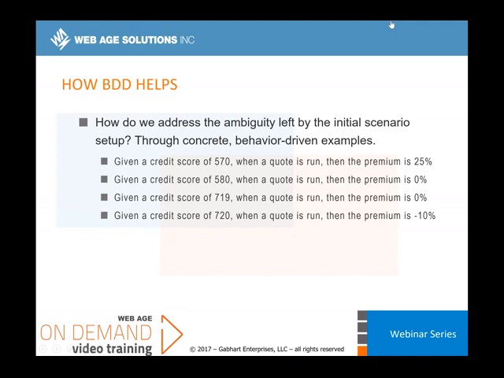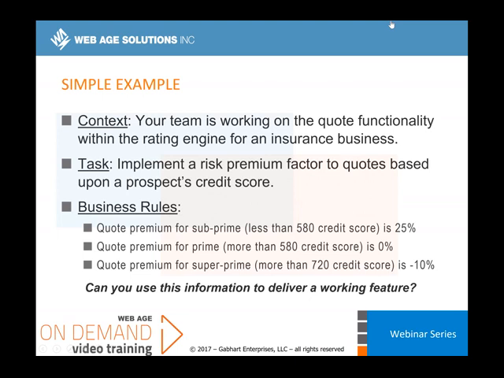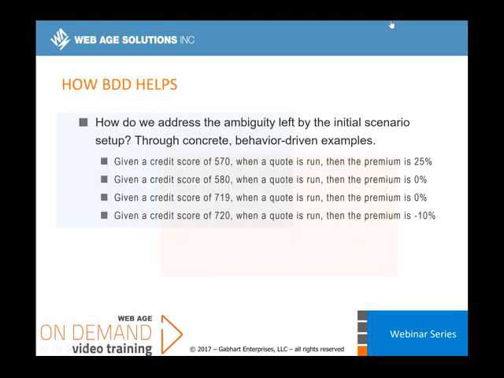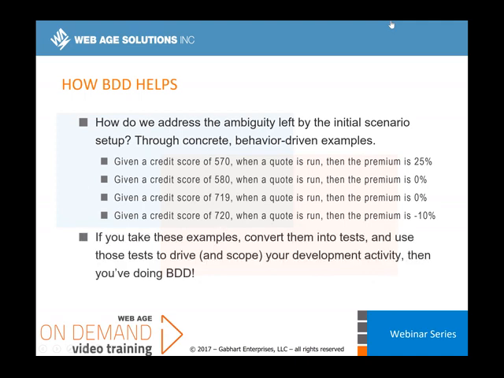And so rather than push back on them and say, look, I don't know about these boundary conditions between 580 less, 580 more, because the business may not even think of it in those terms. They probably don't. Computers do, but humans don't. But when you give them a concrete example and say, okay, so let's say I've got a prospect with a credit score of exactly 580. When a quote is run, what should that premium be? And then they'll answer probably very naturally, oh, well, of course it's 0%. And so that gives you the clarity you need.